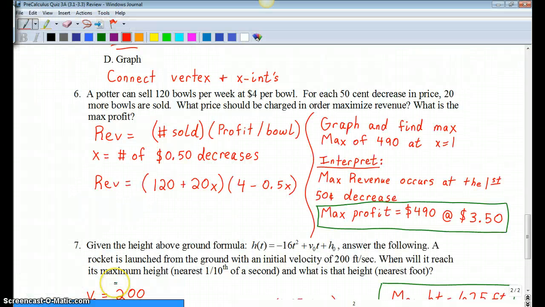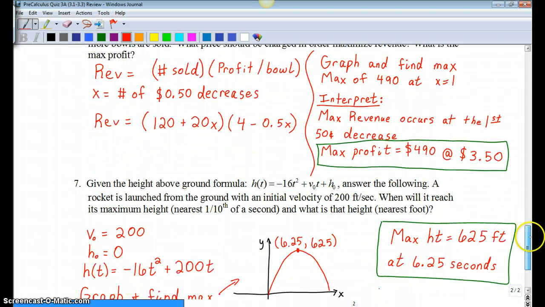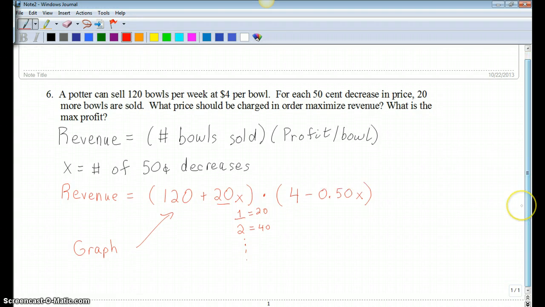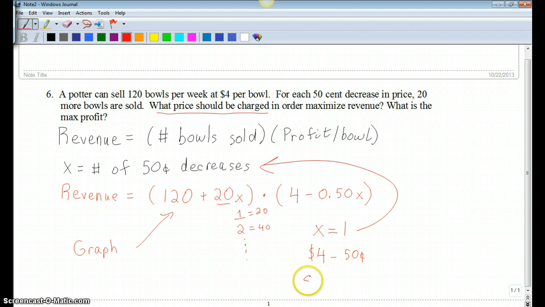Now the catch here is that, nope, sorry, that's the wrong one. We know that we are looking at x equaling 1. Now we have to interpret that. And what x equals 1 means is x is our number of 50-cent decreases. So the question of what price should be charged, well, we should charge $4 minus 50 cents, or $3.50. Okay, so we've answered that part.